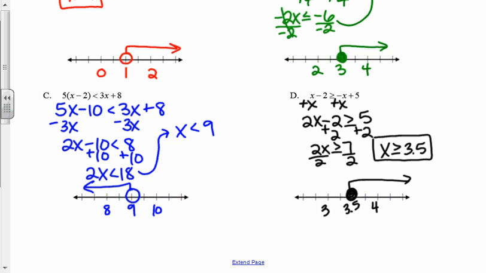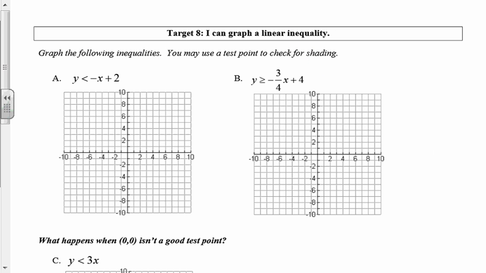All right, on the other side of your notes, target 8. So now we're going to graph a linear inequality, and we're not graphing on a number line anymore. We're actually graphing on a coordinate grid. So I'm going to show you a couple different methods to do this. Starting off just by going back to what we remember about slope-intercept form.